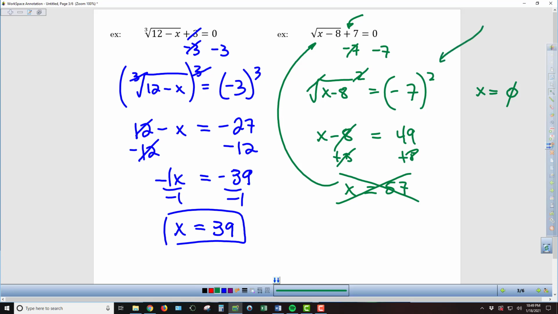But we could have stopped here before we even squared both sides. If we recognize that we have an even root that equals a negative, then it's guaranteed that whatever answer we end up with is not going to work if we plug it back into our original equation. So this problem, however you get there, has no solution.